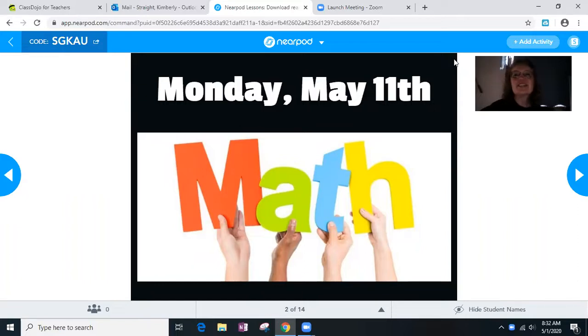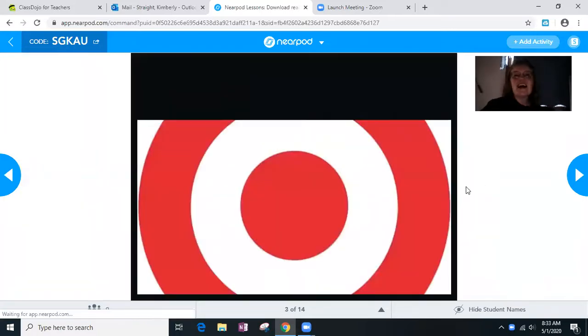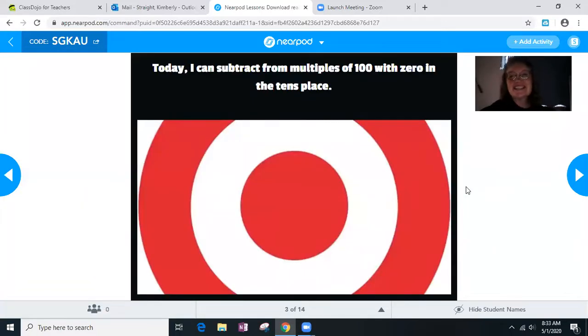And today we are going to continue with subtraction. Our target skill for today is I can subtract from multiples of 100 with 0 in the tens place. So boys and girls, that means you are going to be subtracting across zeros.